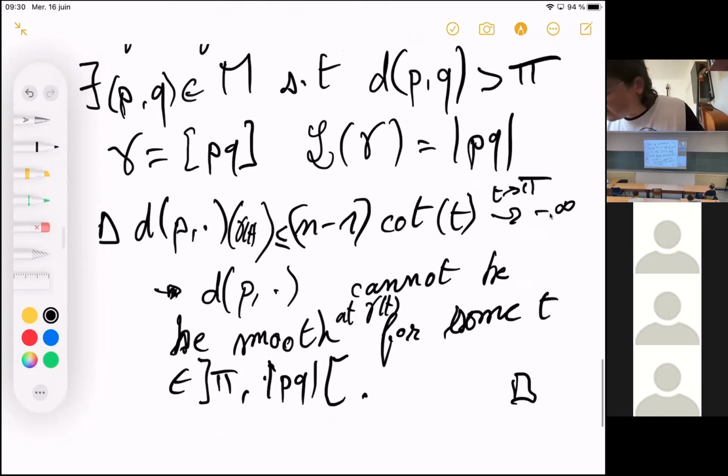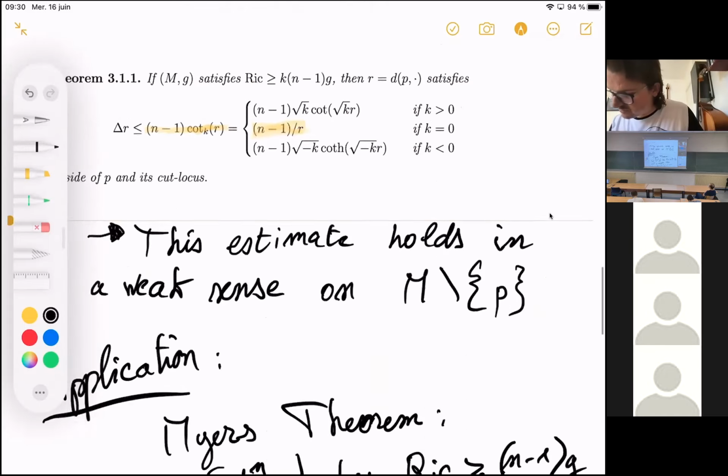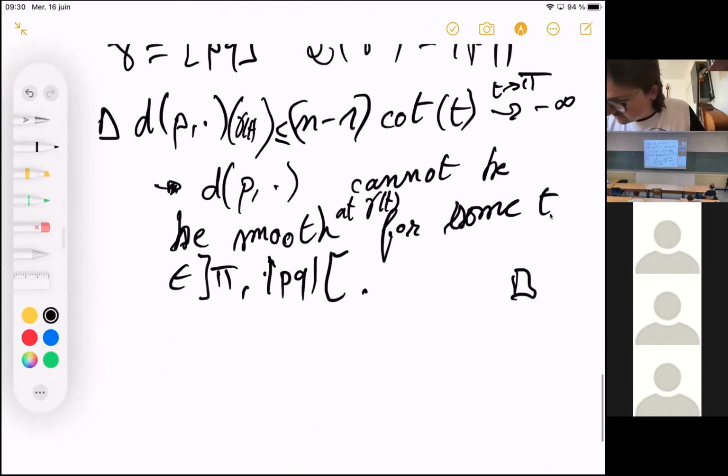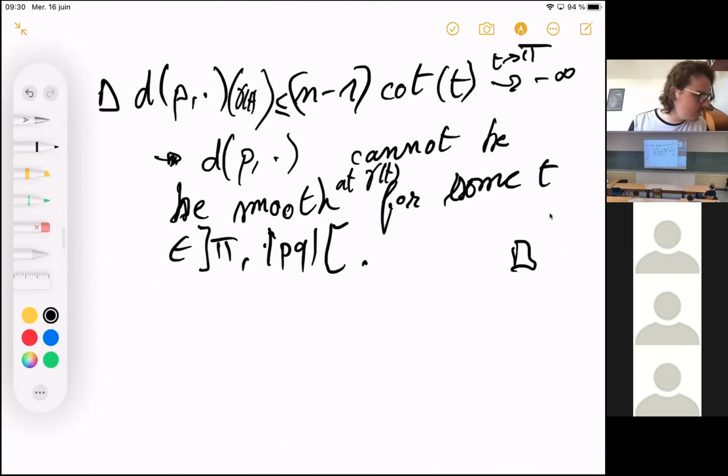Okay. So now let's go to something which will tie in nicely, I guess, with Gilles' lecture. So another famous application is the Bishop-Gromov theorem.